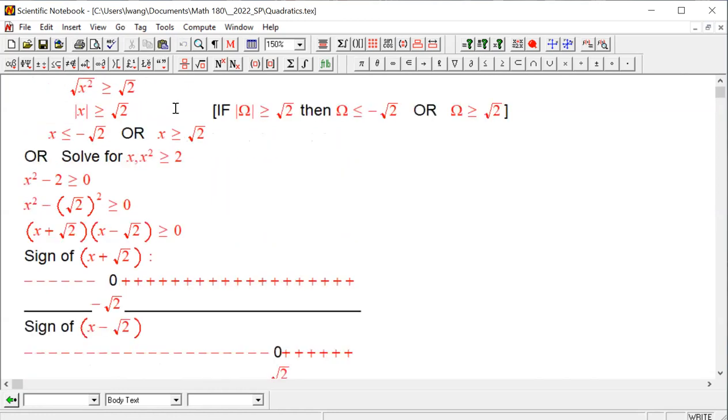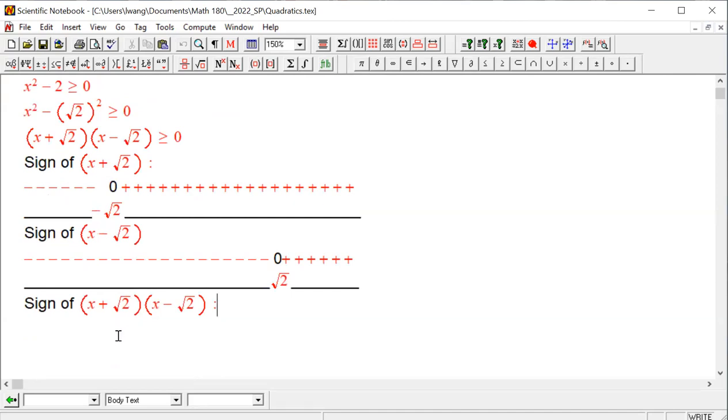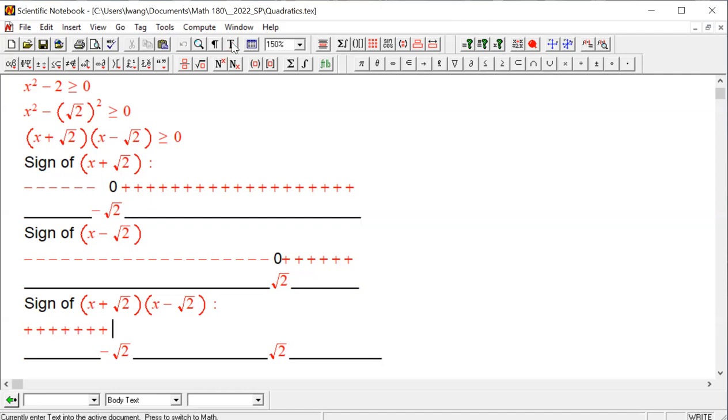So you can see the first method is much easier, isn't it? Number line again, you have negative root 2 here and root 2 here. Then you look at the product: when a number is picked less than negative root 2, this is negative times negative, which is positive. At negative root 2, that's 0. And larger than negative root 2, that's going to be negative.